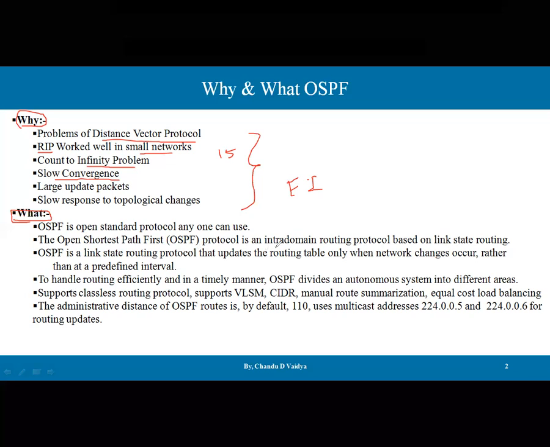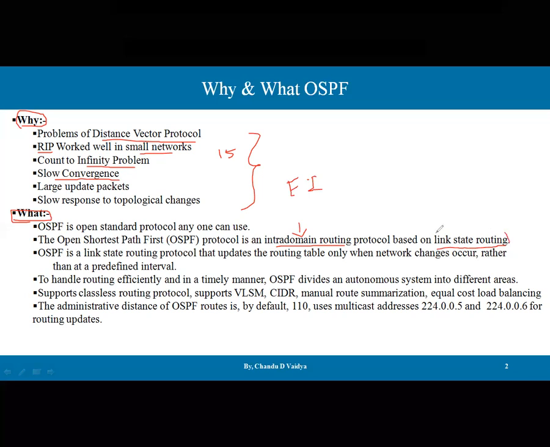Then, OSPF is an intra-domain routing protocol. As we know, there are the categories inter-domain and intra-domain. In intra-domain we have RIP and OSPF. In inter-domain we have the BGP protocol. We have discussed this category earlier. OSPF is based on link state routing. Again, we have the distance vector routing protocol, the link state routing protocol, and the path vector routing protocol.